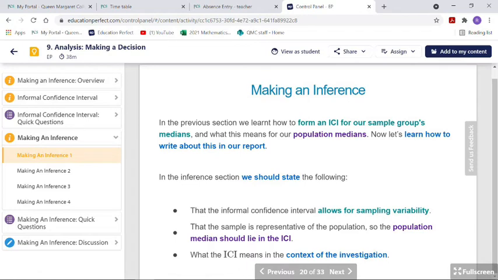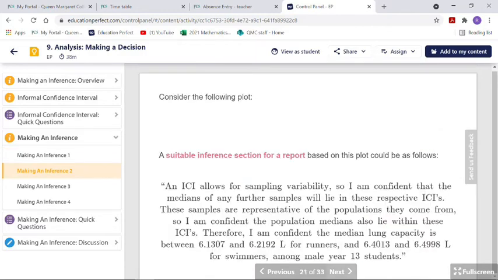Okay? All right. So we need to talk about these things. That the informal confidence interval allows for sampling variability. Right? That the sample is representative of the population, so the population median should lie in that ICI. And we'll see the actual sentences in just a moment. And finally, what does the ICI mean in context of the investigation? My median is this, therefore I can conclude that girls are smarter than boys. Right? Okay?